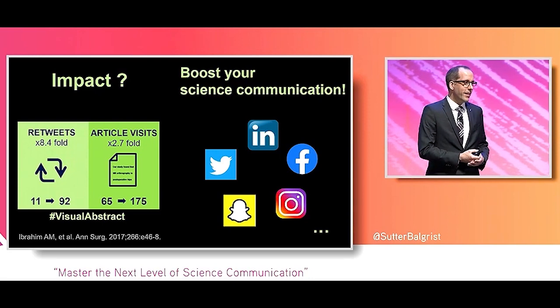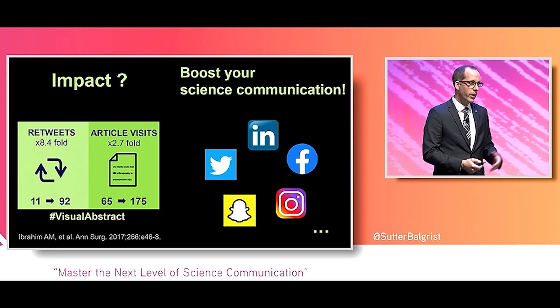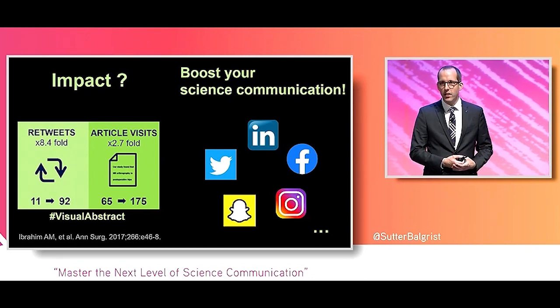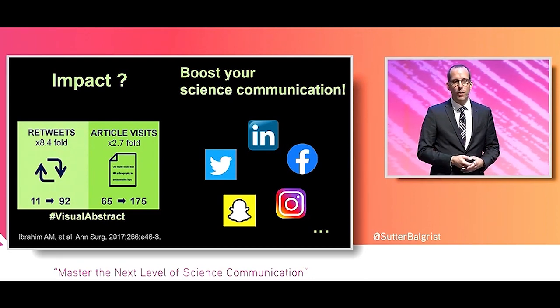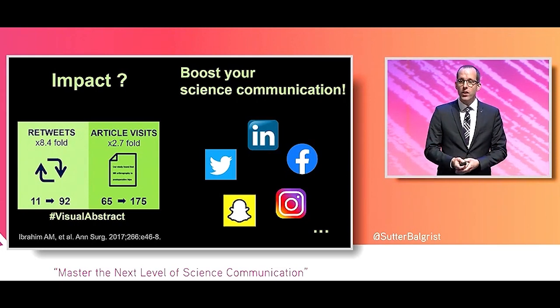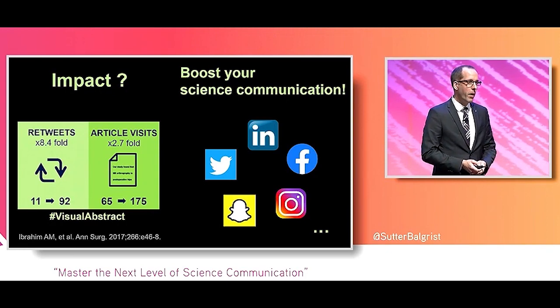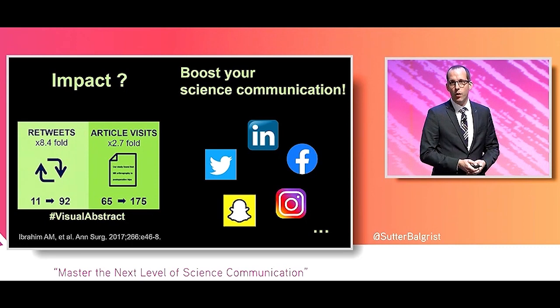Participate in this endeavor and master the next level of science communication by enjoying one of these 3 techniques. Key images, infographics, and visual abstracts. If we do that, we can inform our patients, our doctors, and also the general public about why radiology research is important and how scientific discoveries can make a difference in patient care.